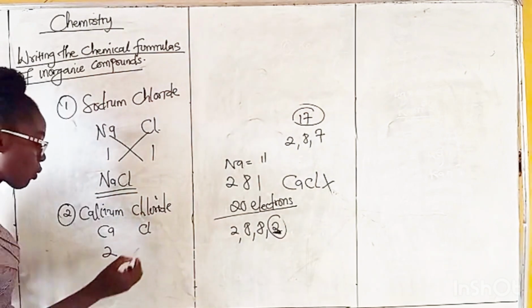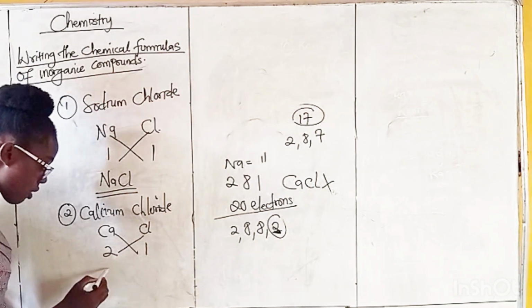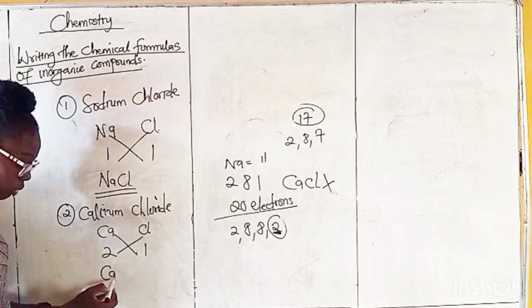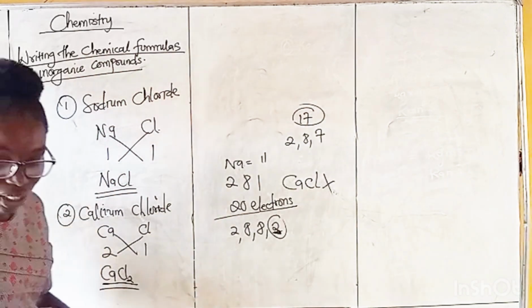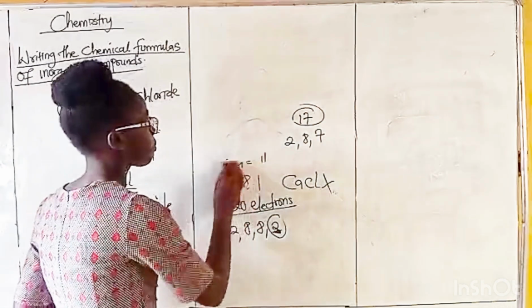You've known the valency of chlorine as 1, so you cross it. Calcium will take the valency of chlorine. We don't need to write the 1, and then chlorine, what? 2. So it is CaCl2.